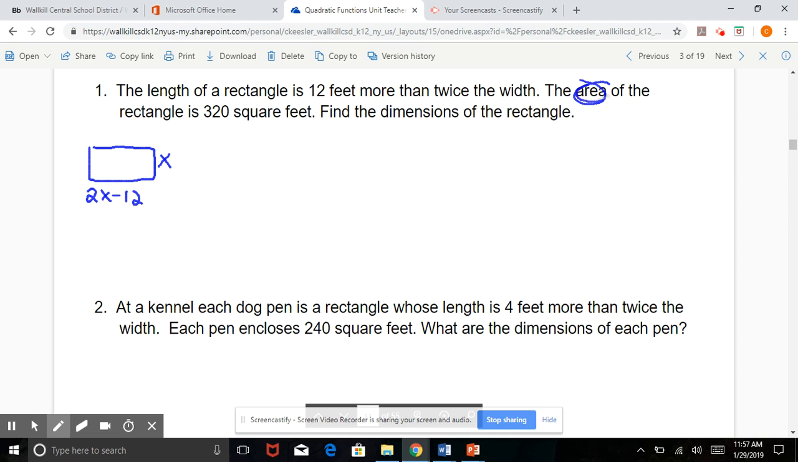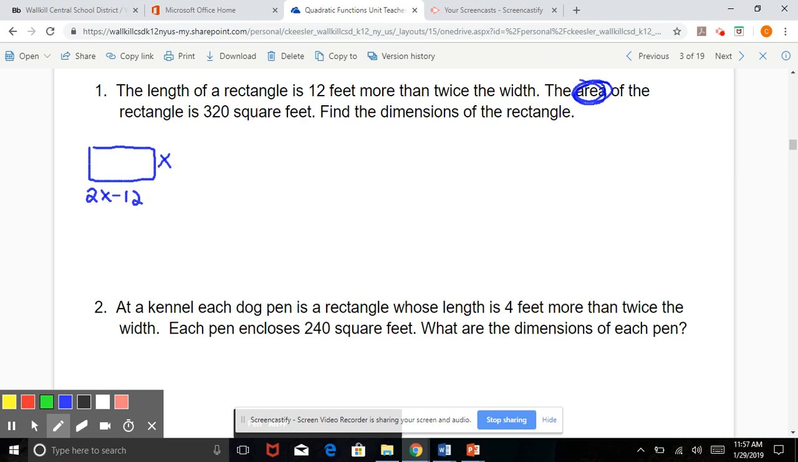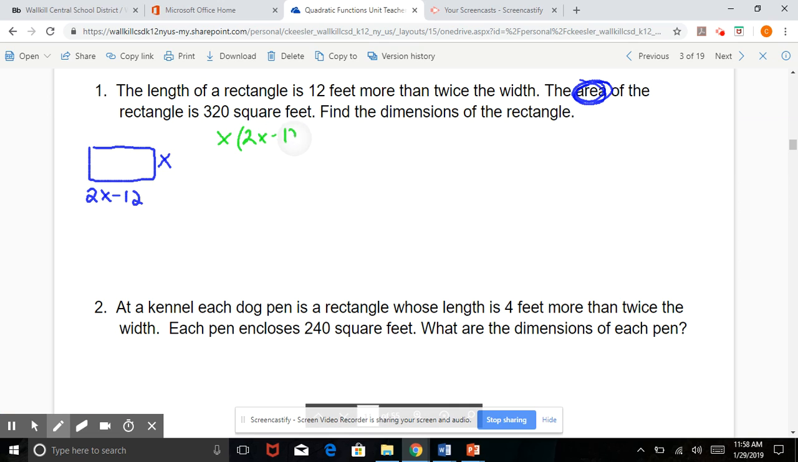Now again, I circled area before. We're talking area, not perimeter. So we don't start adding up all the sides. We multiply the sides. We multiply the length and the width, giving us x times 2x minus 12 is equal to the area of 320. I'm going to start putting that in standard form. So 2x squared minus 12x equals 320.